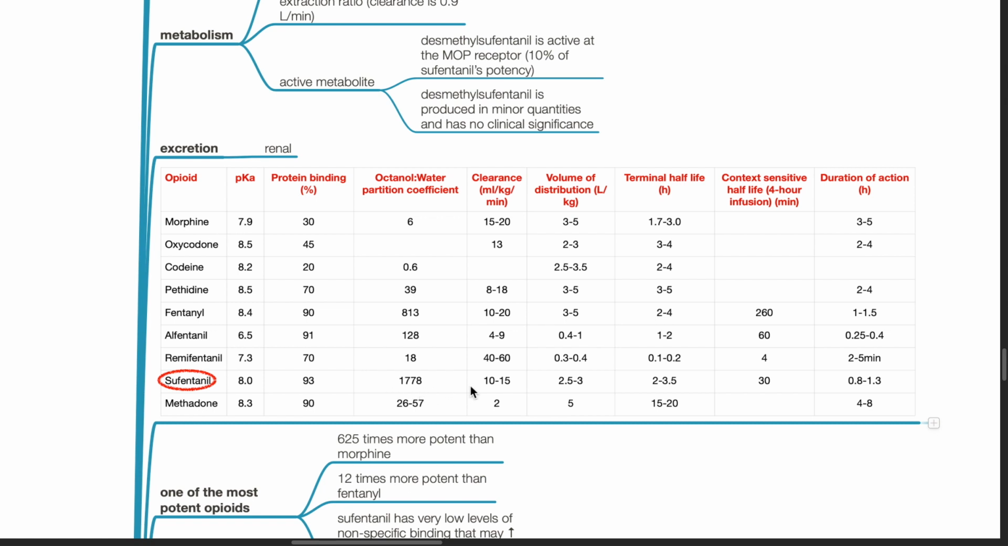Clearance of sufentanil is 10 to 15 mL per kg per minute. Volume of distribution is 2.5 to 3 liters per kg. Terminal half-life 2 to 3.5 hours. Context-sensitive half-life for a 4-hour infusion, 30 minutes. Duration of action 0.8 to 1.3 hours.